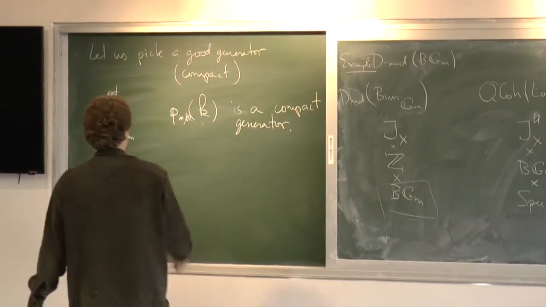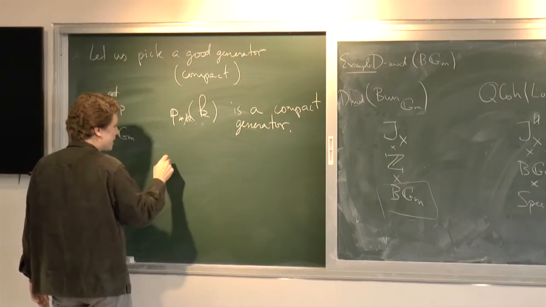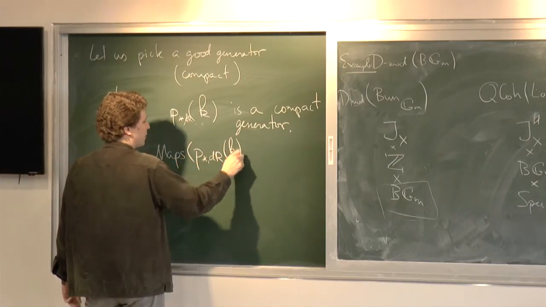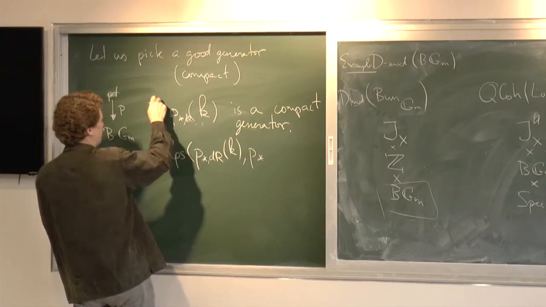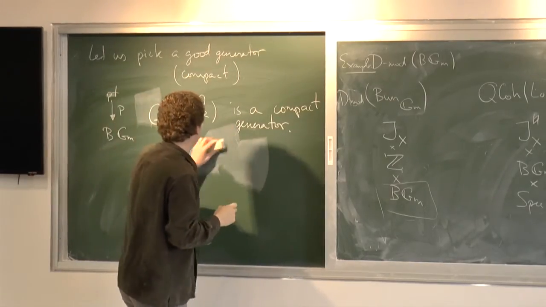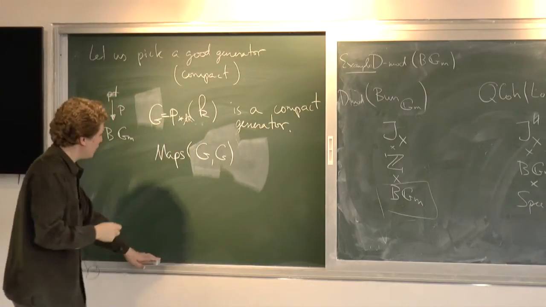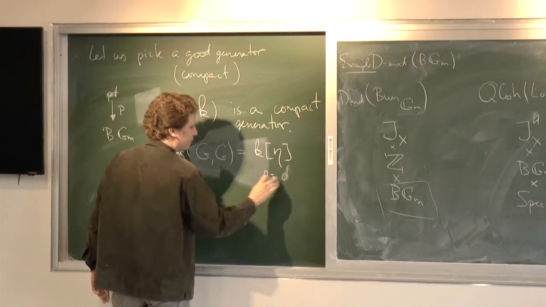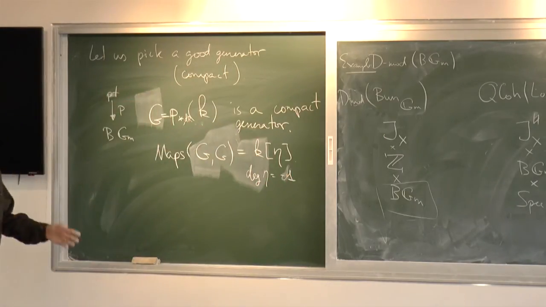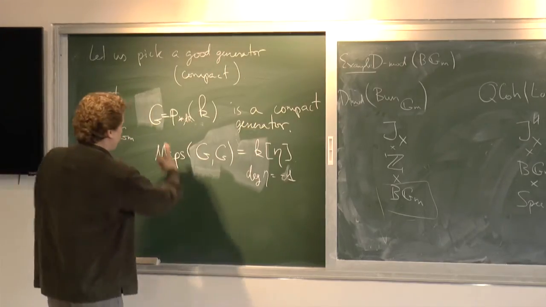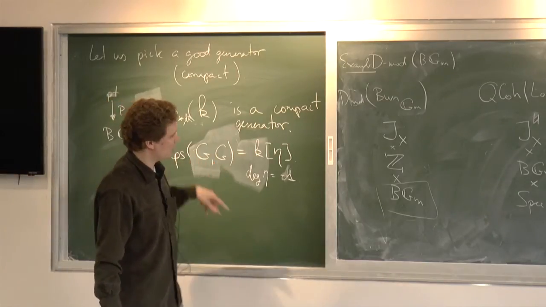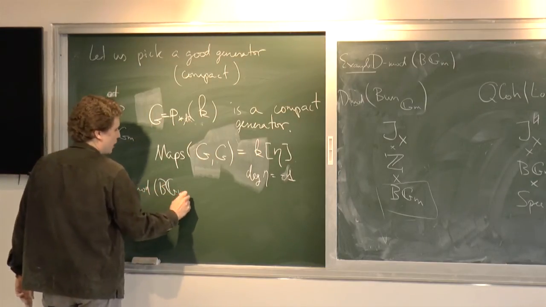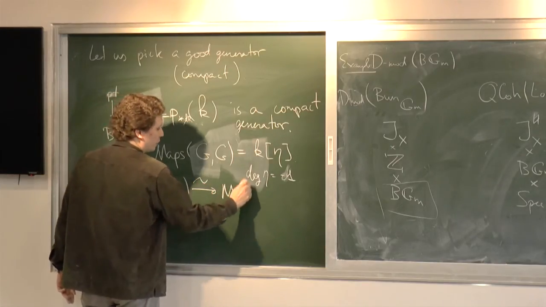And the calculation shows that its endomorphism algebra, the maps from this object to itself, let me call it G, since it's a generator. So maps from G to itself is just exactly the algebra with one generator in degree -1. And so we can now use this generator to define the equivalence between the two categories. The category of D modules on BGM is equivalent to the DG category of modules.